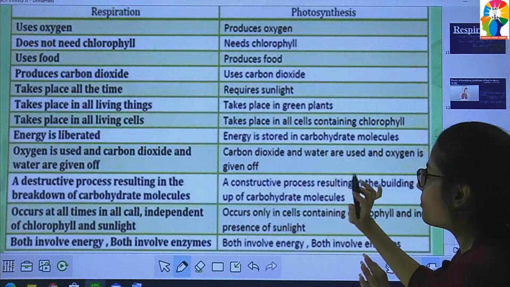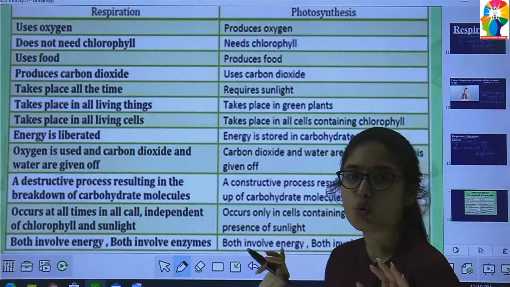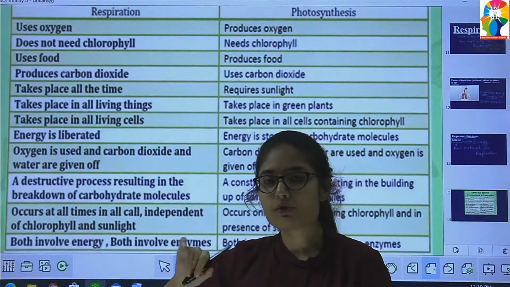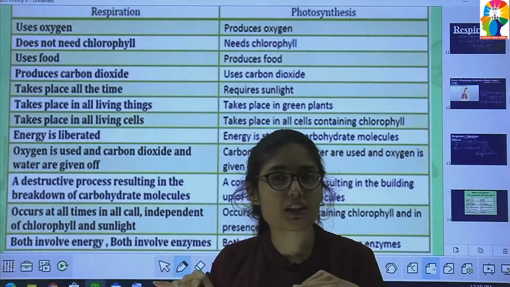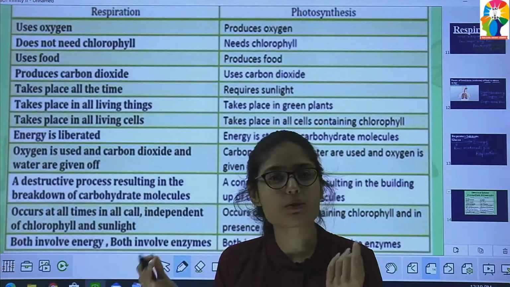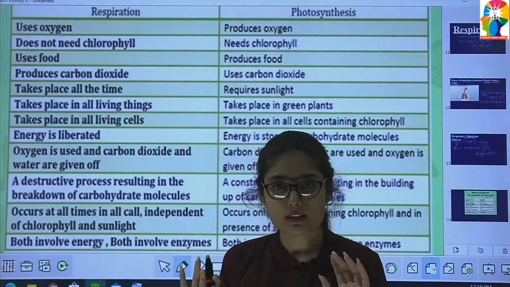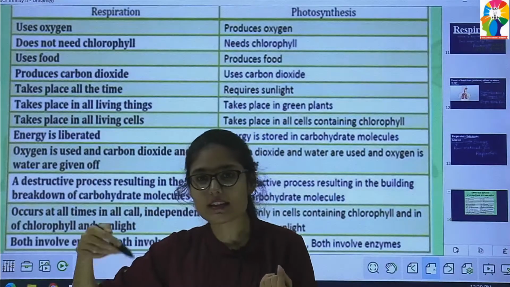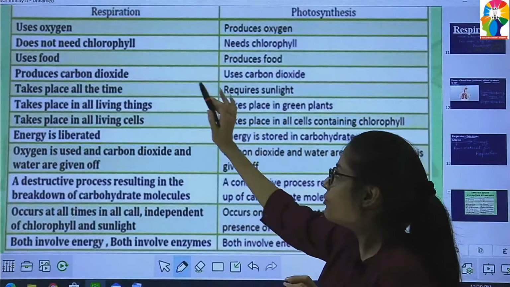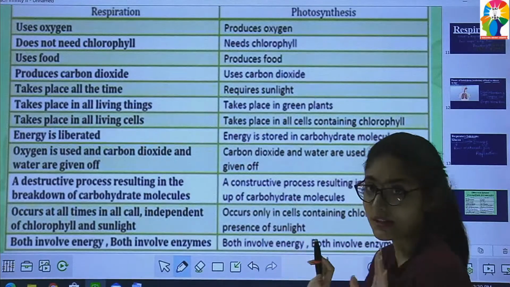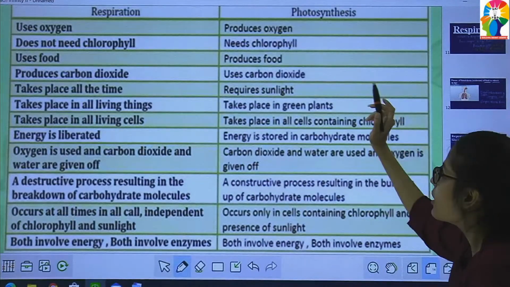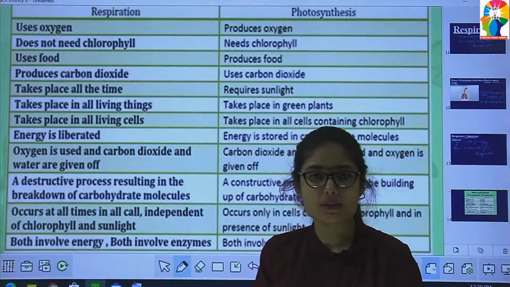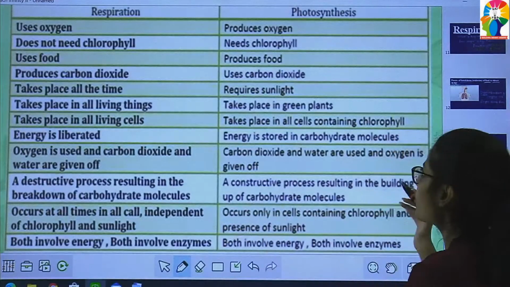Now respiration means it uses food. See, I told you earlier that it's not just about the breathing process. Respiration is not just about breathing, it's just the first step. Respiration is about using food. How, we will study later. But for now we use food in the respiration process. But photosynthesis produces food. Plants produce their own food. They are autotrophs, so they produce their own food.